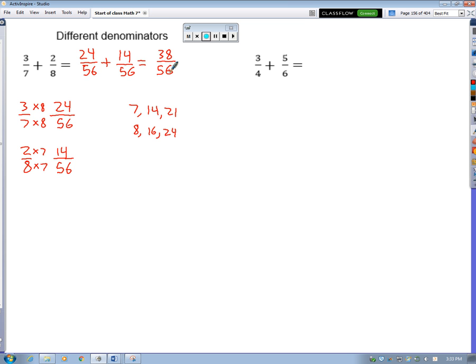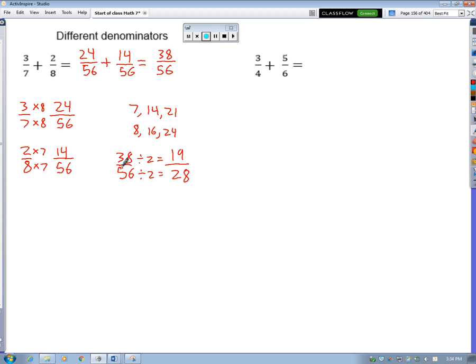We need to see if there's a number that can divide into both of these, which both of these numbers are even, so I know that I can divide both these numbers by 2. So I'm going to do that down here where I have some more space. 38 over 56, divide them both by 2. When I do that, that's going to give me 19 over 28.